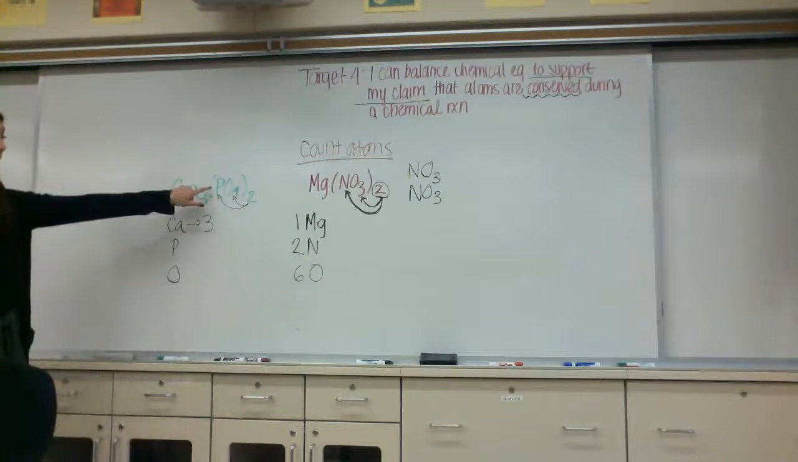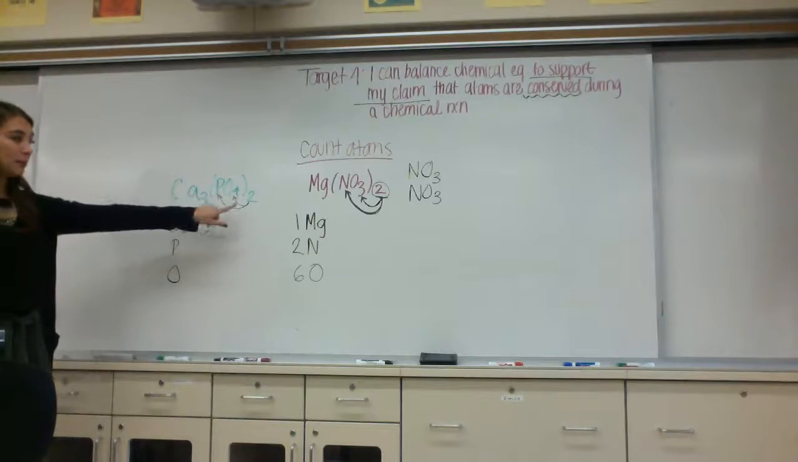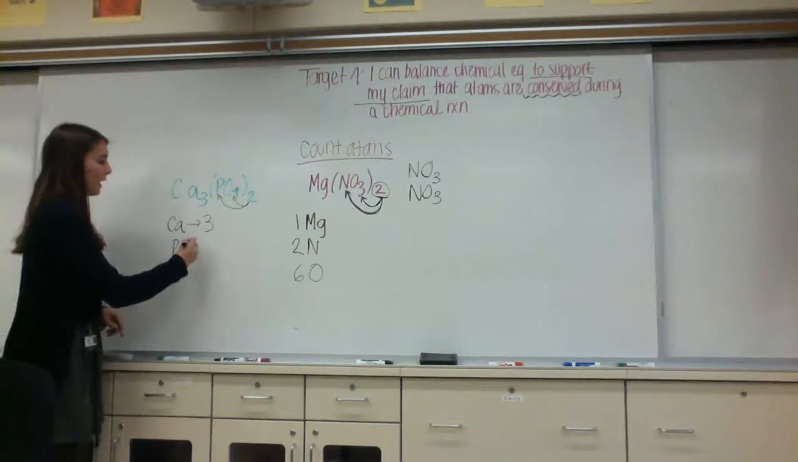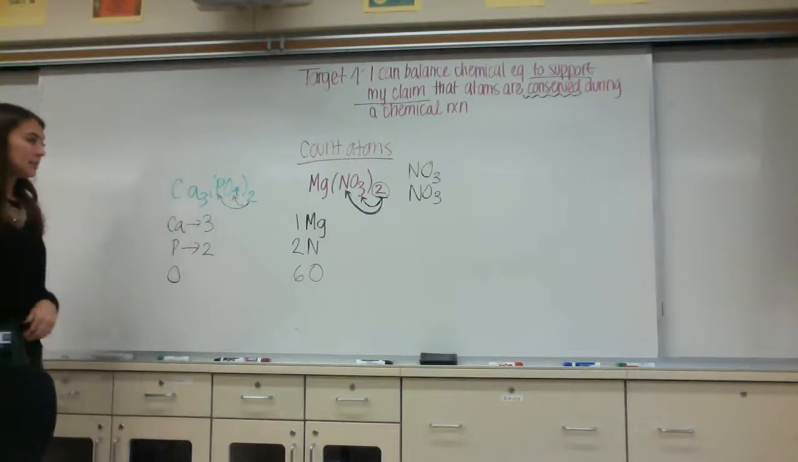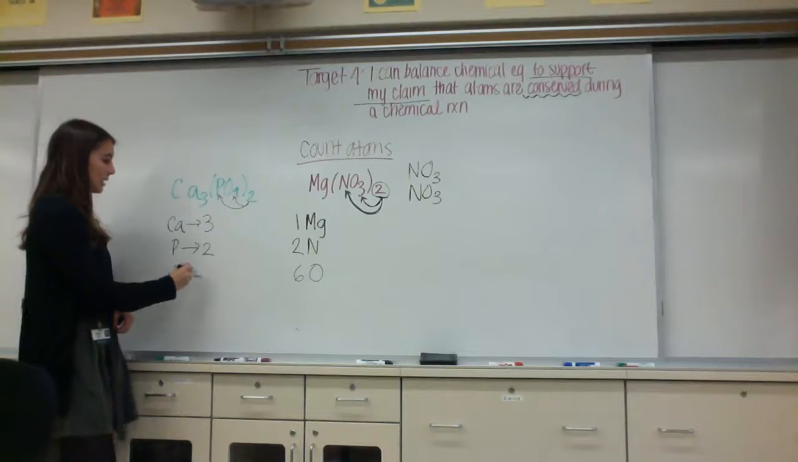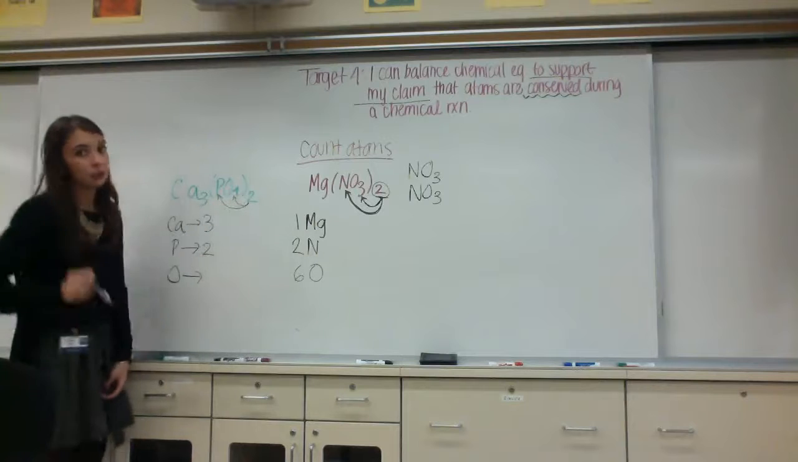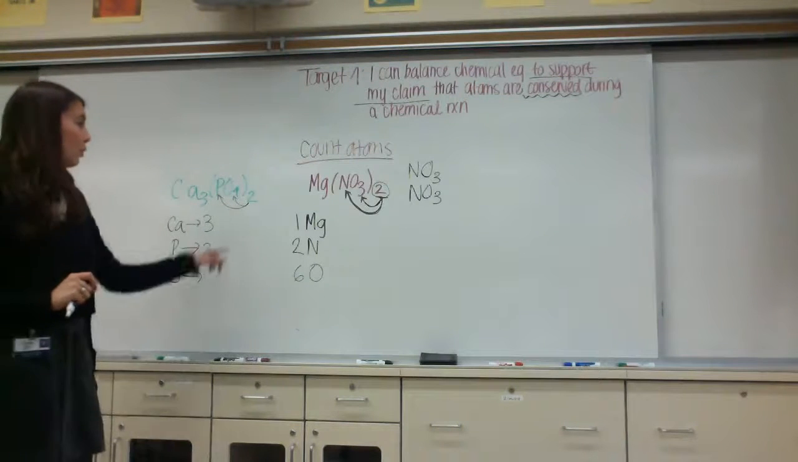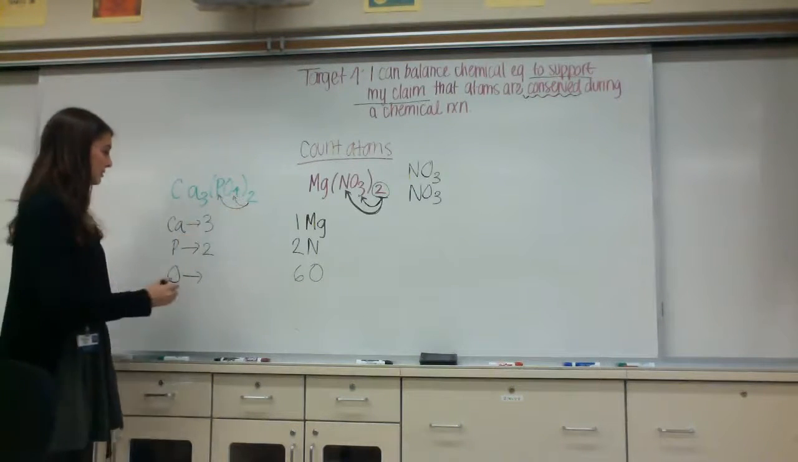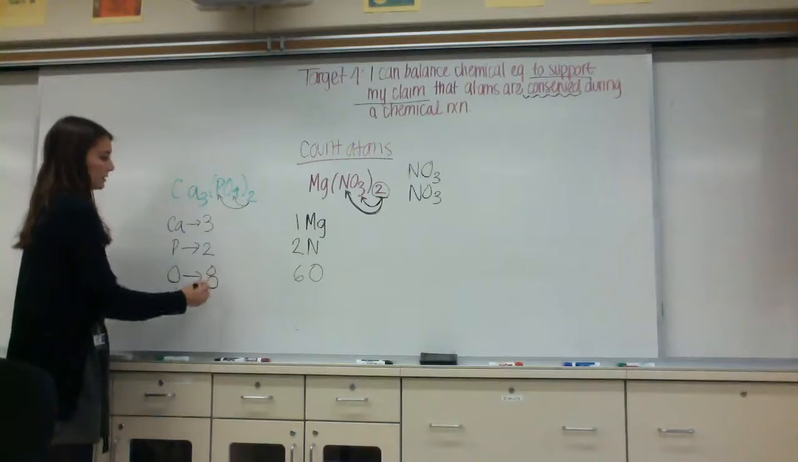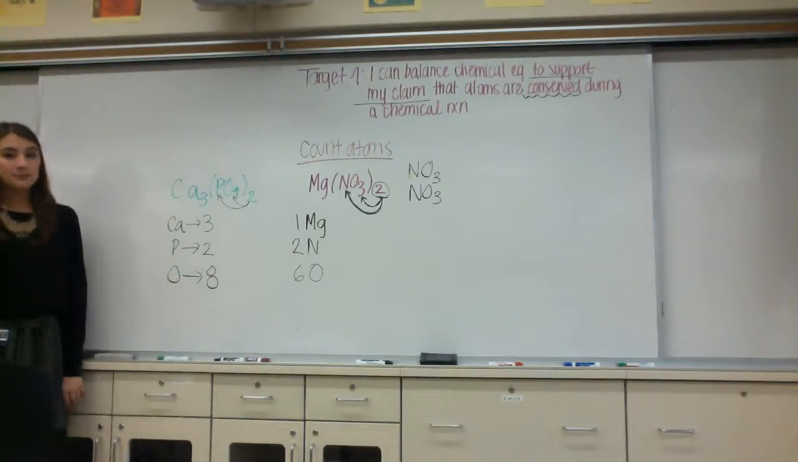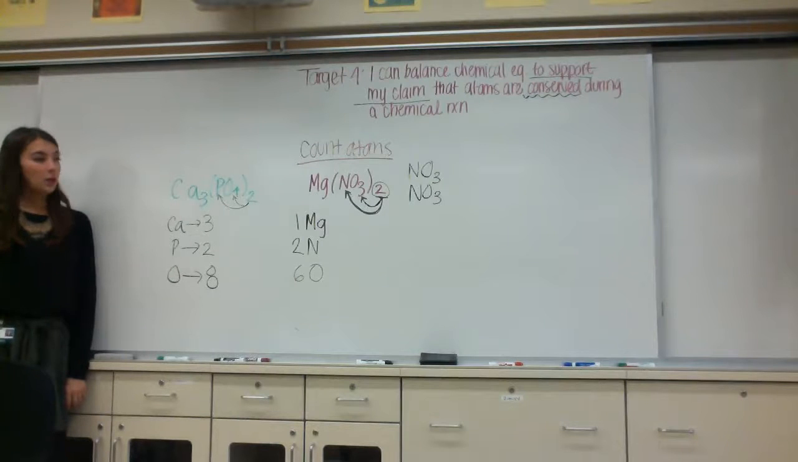So how many phosphorus are there? There's not 1, but this 2 comes in. There are 2 phosphorus. And last but not least, how many oxygen? If there is already a subscript in the parentheses and you are bringing this one in, you multiply. So you should do 4 times 2, which gives me a total of 8. Okay? Hopefully that helps.